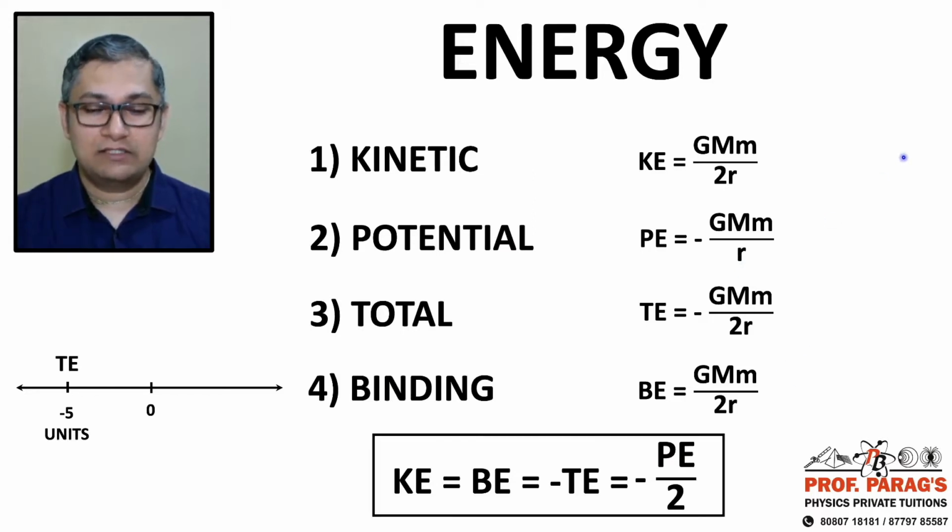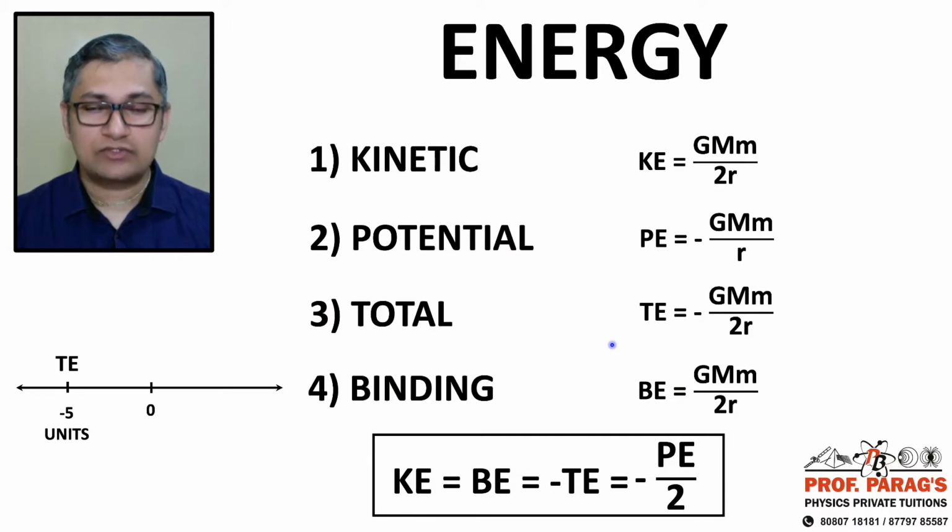So that is a very important relationship between all the different forms of energy. Kinetic is equal to binding is equal to negative of total is equal to negative of potential divided by 2. Okay, and please note, a very important point: all these four formulae and this relationship between the four of them are only valid if the satellite is revolving around the Earth in an orbit. If there is an object or a satellite in orbit, then you can use this formula.